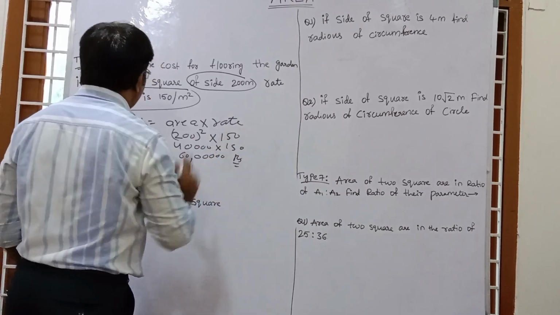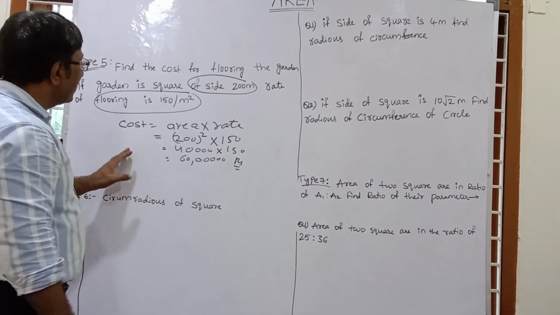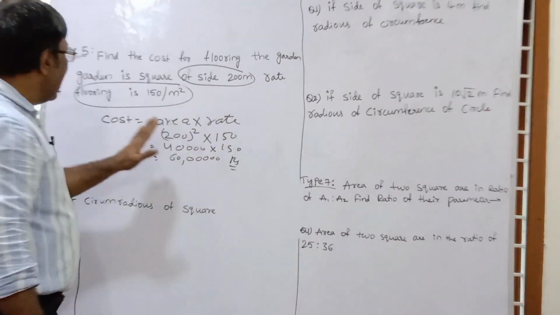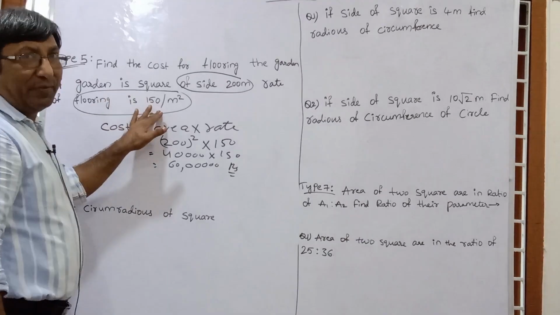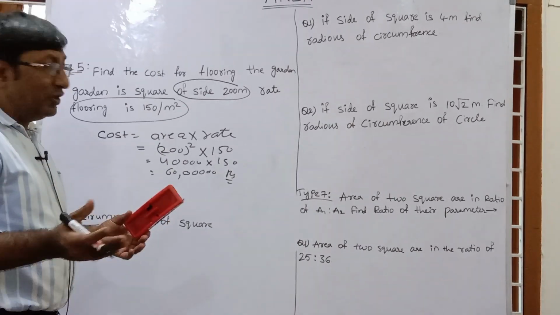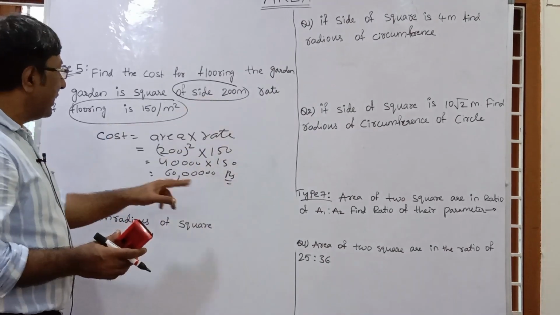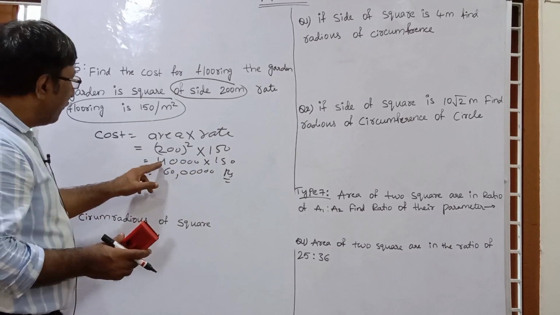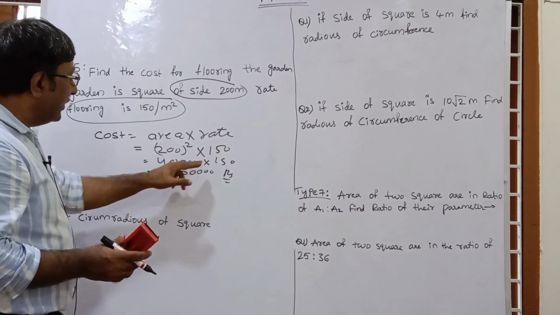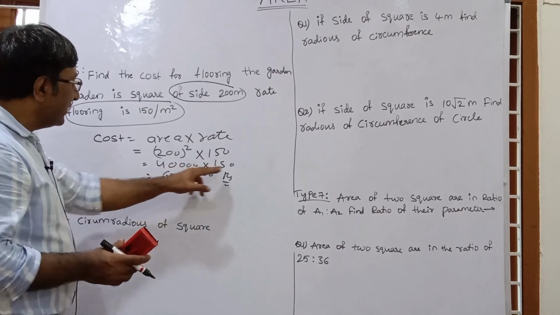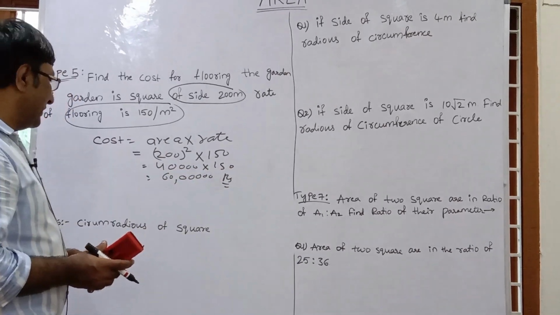This is in rupees. For this type of question, when the side of a square is given and the flooring rate is given, and we have to find the cost, then cost equals area into rate. The area is 200 square, into the rate given, 150. So this is 4 and four times 0, into 150. 15 4s are 60, and this is 40, and this is 1. So 50. This is your right answer.